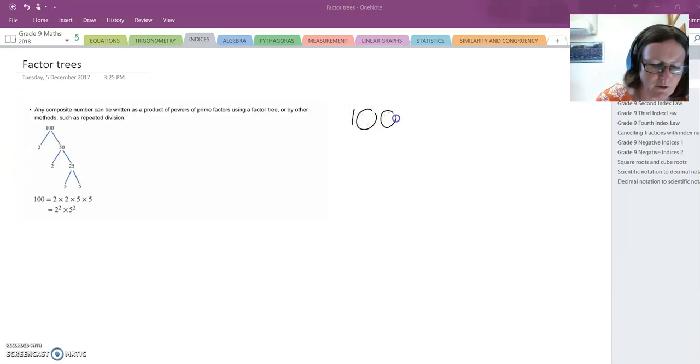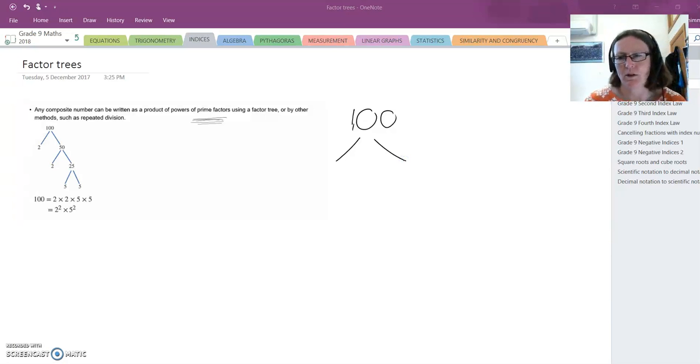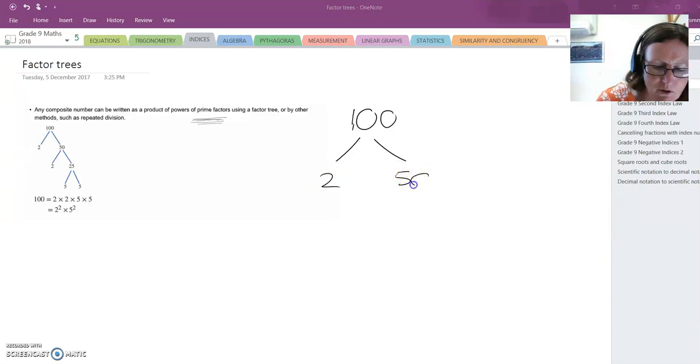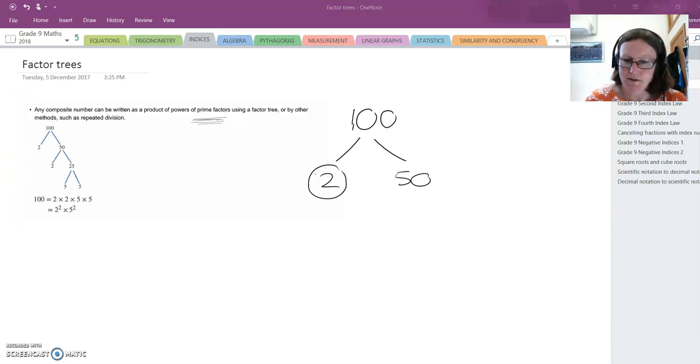100. We're going to write it as a product of its prime factors. In other words, they can only be prime numbers. So for 100, let's choose any two things that multiply to 100. No matter what you choose, you're going to end up with the same base of your tree. So I'm going to choose 2 and 50. They multiply to 100. I'm going to circle the 2. Why do I do that? 2 is a prime number, so that's where I stop that branch. I don't need to do it anymore.